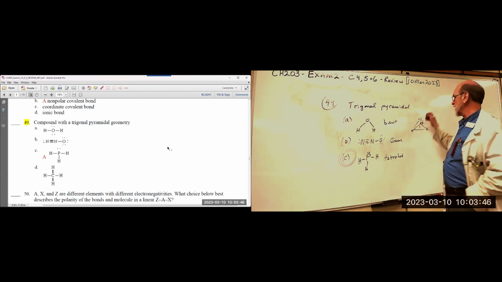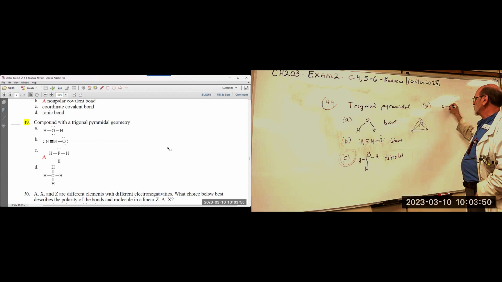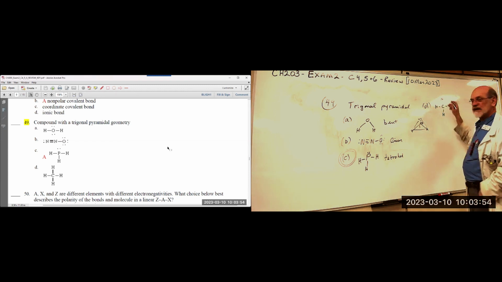D, just for argument's sake, what is D? Well, that's methane. That's going to be a tetrahedron.